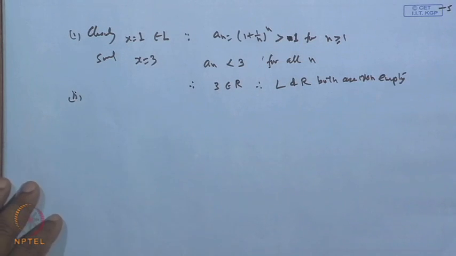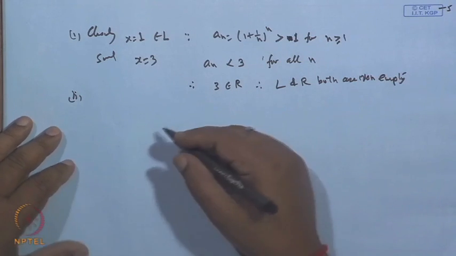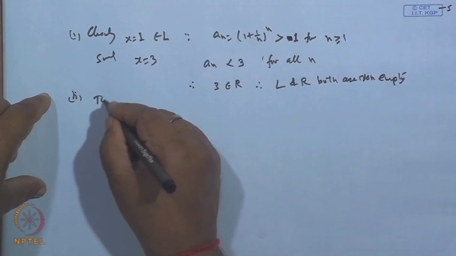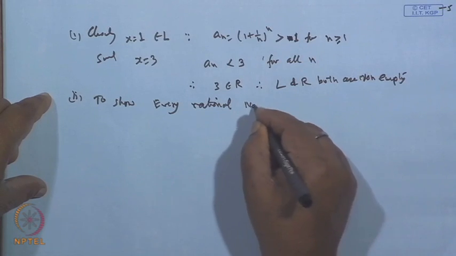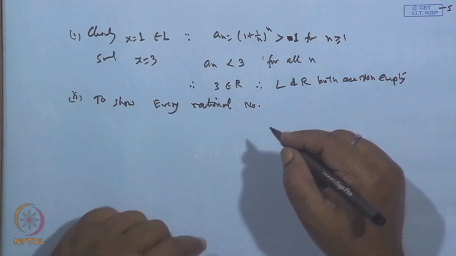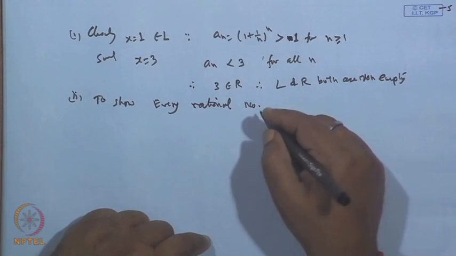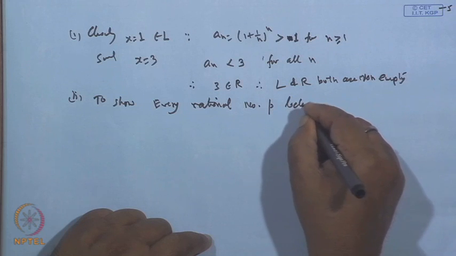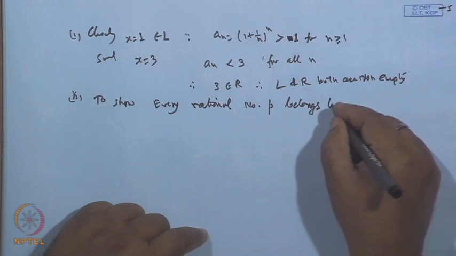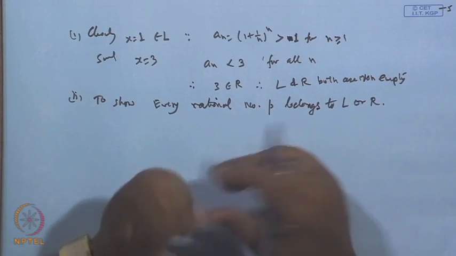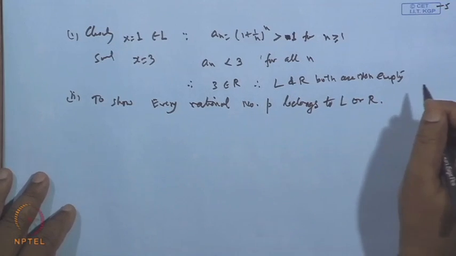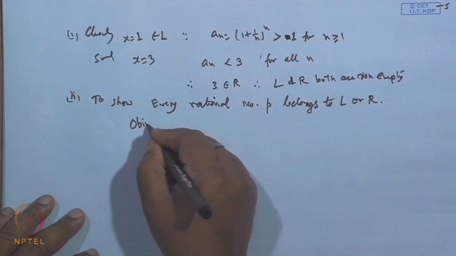The second condition that Dedekind shows is that every rational number belongs to either L or R. So, second, we want to show that every rational number p belongs to L or R. This we want to show, which is obviously true.